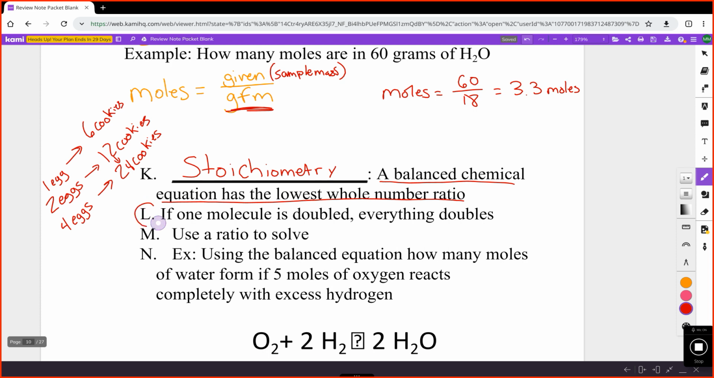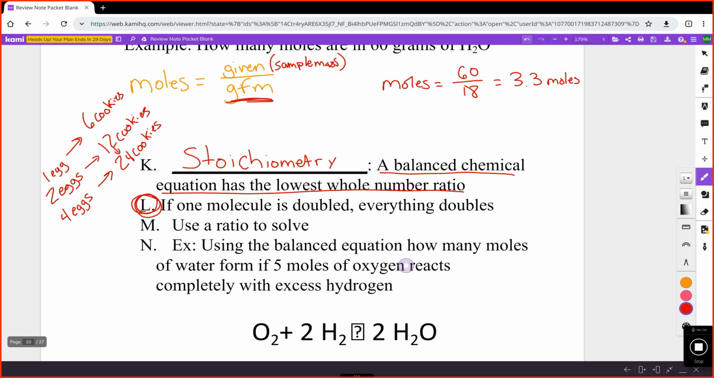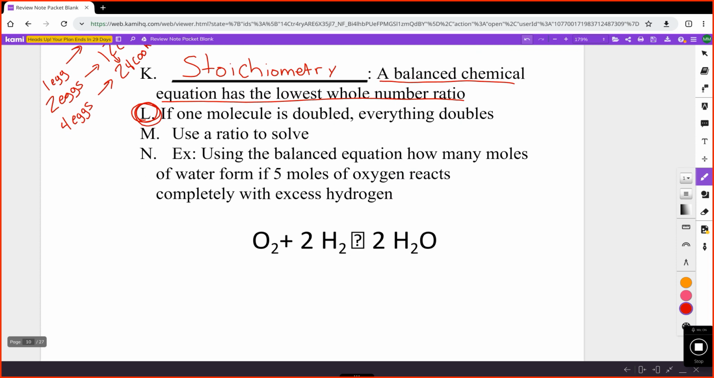So if I take a balanced chemical equation and I double something, all the other molecules, mole ratios, mole numbers, are going to be doubled. So let's take this example right here. We've been working with water, so let's keep working with water. We already explained why 1 of these and 2 of these will always give us 2 moles or 2 molecules of water.